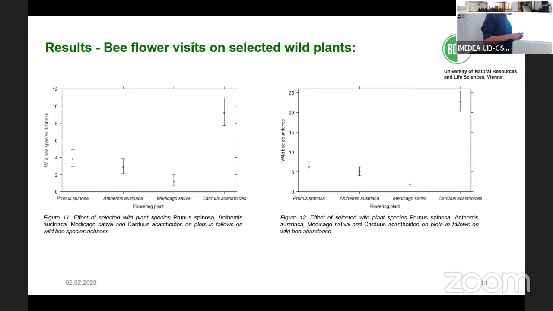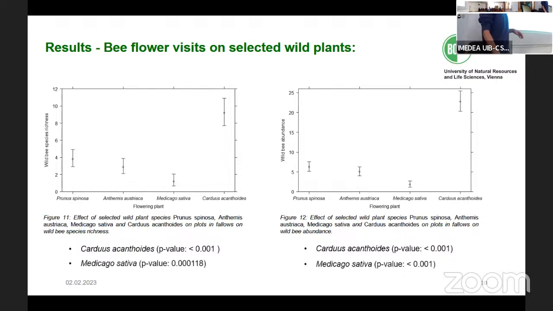Here the effect of the selected wild plant on wild bee species richness and abundance showed quite different outcomes, let's just say that. In comparison with Prunus spinosa, this effect was significant and positive for Carduus acanthoides, and for Medicago sativa, it was significant but negative. And in order to explain this a little bit, we might find some possible explanations when we take a look at flower morphology and the flowering time.